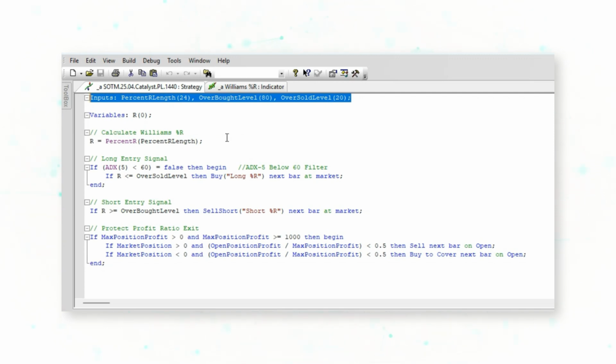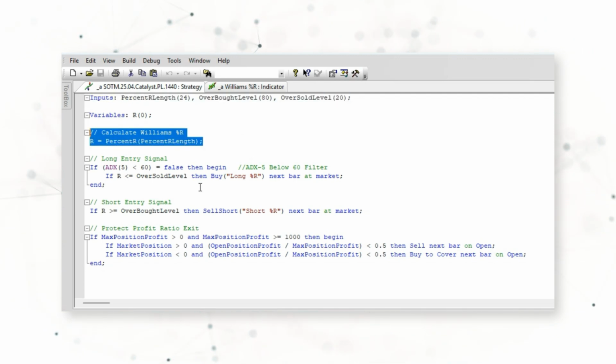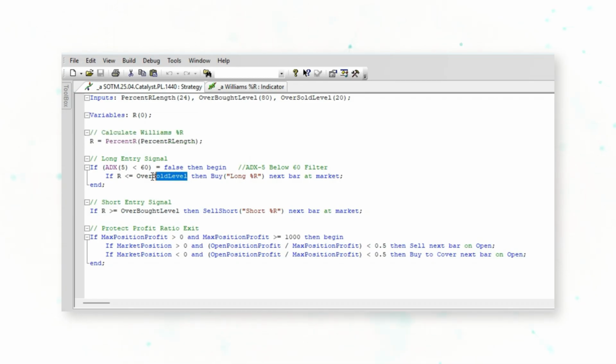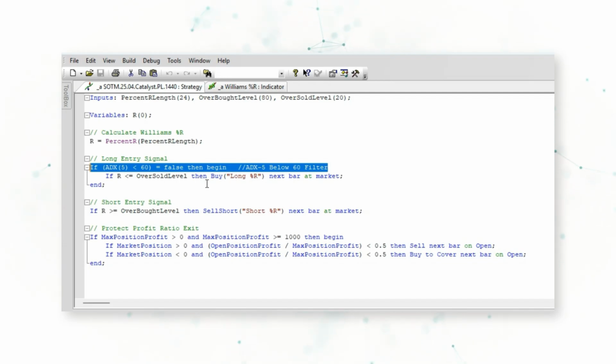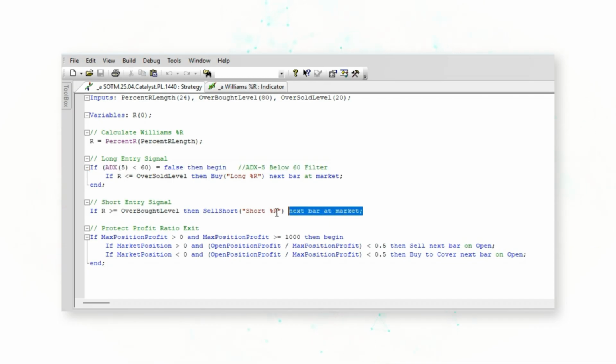Then we get to the long entry, where the strategy waits for Williams percent R to move into oversold territory below 20, but only enters when the ADX5 is below 60. This ADX filter is crucial because it helps avoid taking long positions during strong downtrends when mean reversion is less likely to occur. For the short entry, the system simply waits for Williams percent R to reach overbought levels above 80, suggesting the market has extended too far and is likely to reverse lower.